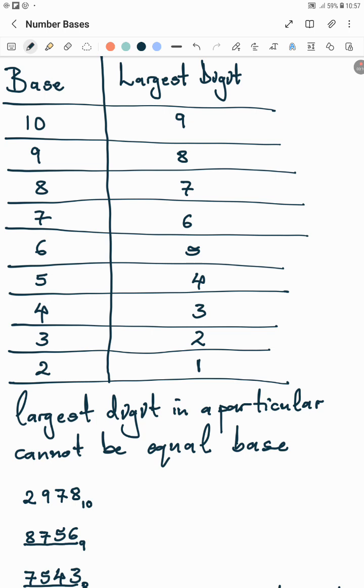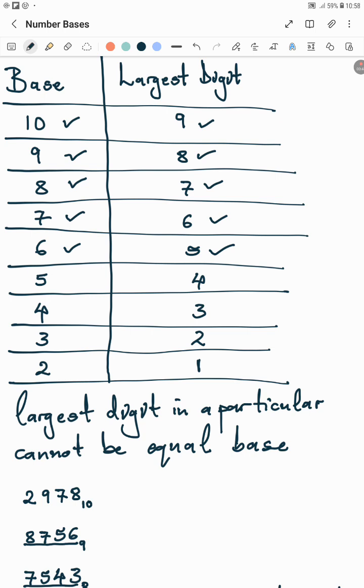So you're going to see that when you're in base 10, the largest digit is 9. When you are in base 9, largest digit 8. Base 8, largest digit is 7. Base 7, largest digit is 6. Base 6, largest digit is 5, and so on until you get to base 2 with the largest digit being 1.